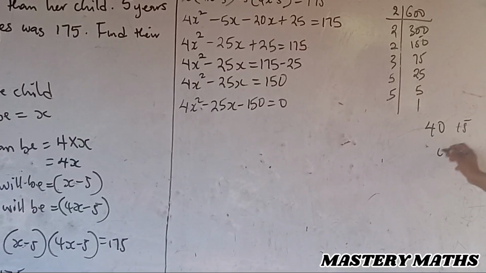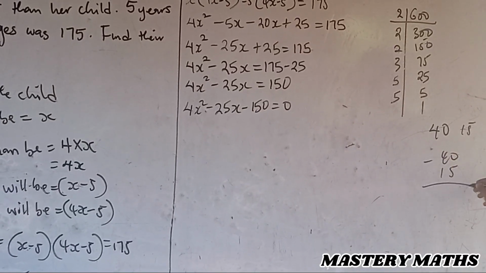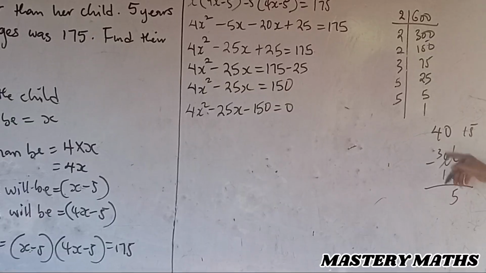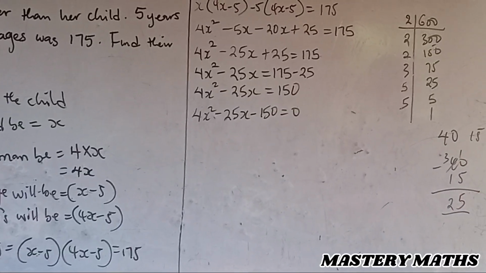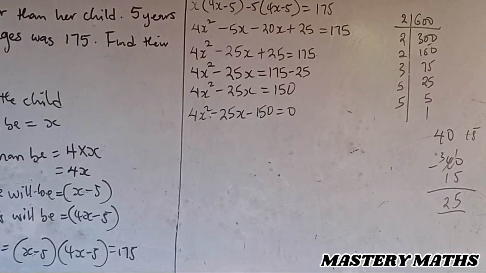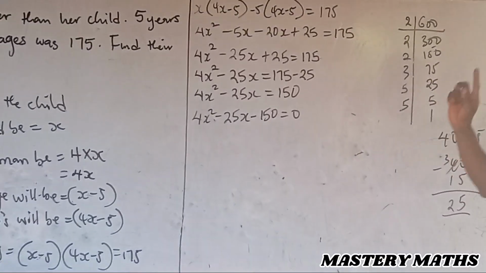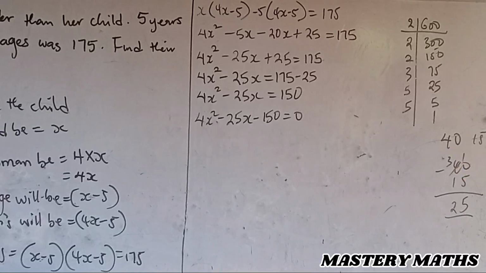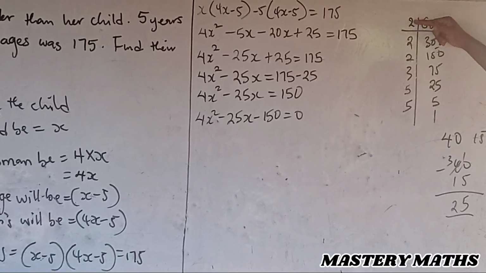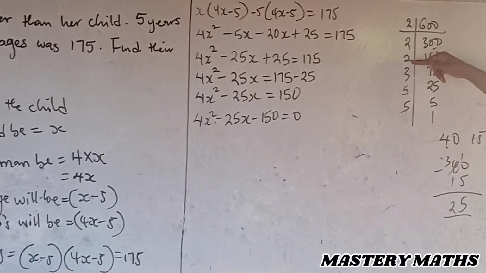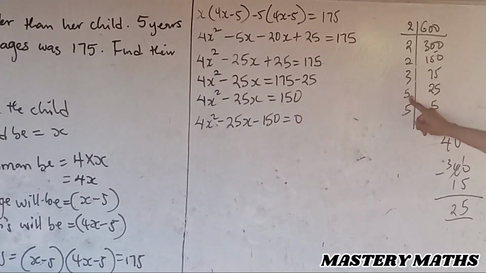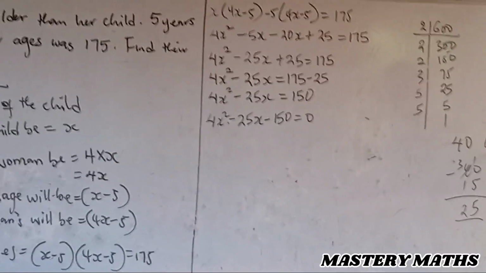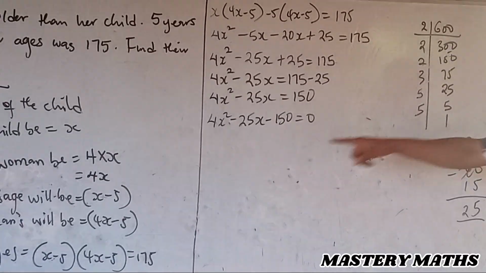When we say, okay, let's say 40 minus 15. When you take this, remaining 3, here remaining 10. 10 minus 5 is 5. 3 minus this is 2, 25. You see it now? So the two factors of 600 that will give us 25 when subtracted are 40 and 15, in which we got 2 times 2, 4 times 2, 8 times 5, 40, and 3 times 5, which gives us 15. So 40 and 15 are the two factors of 600 that will give us 25.